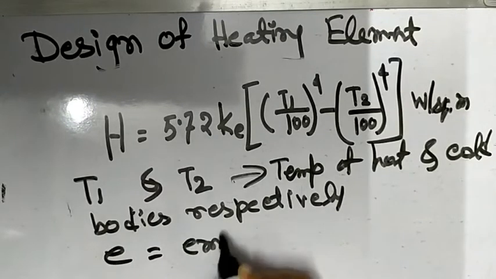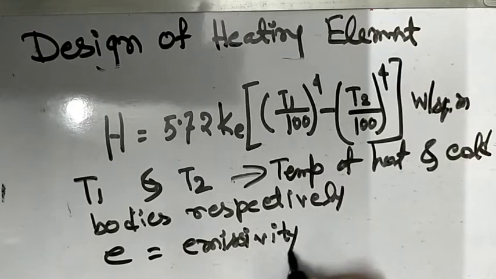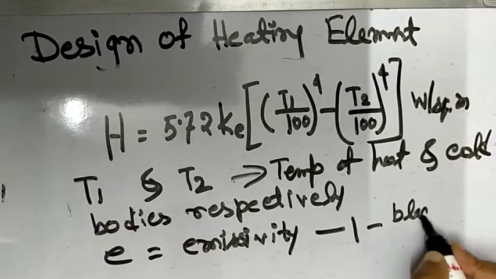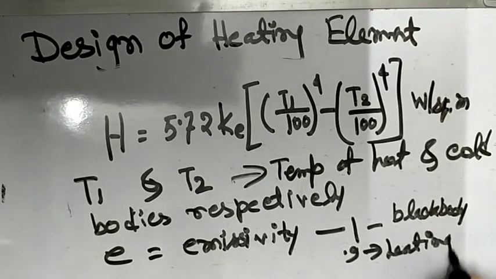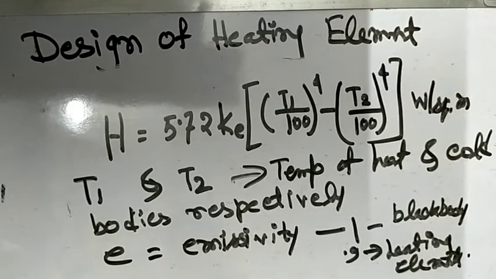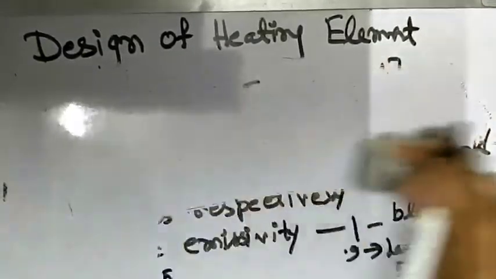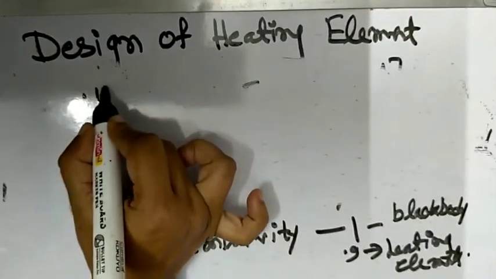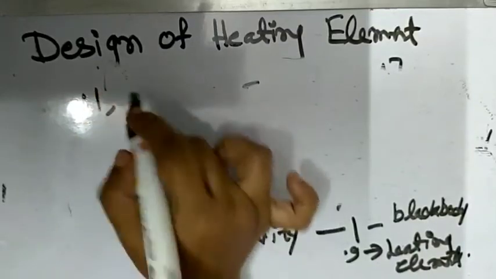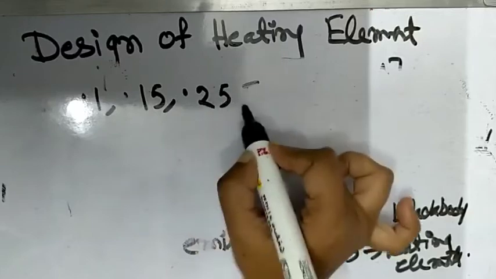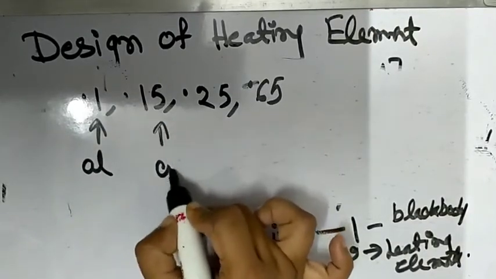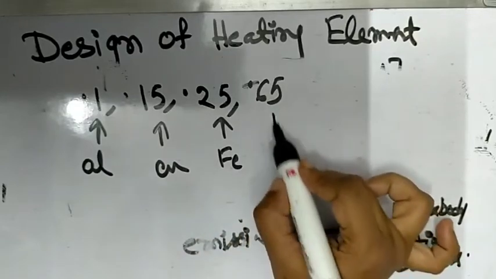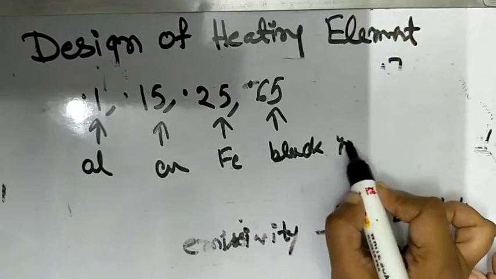E is the emissivity, and its value is 1 for black body and 0.9 for heating elements, and 0.1, 0.15, 0.25, 0.65 for polished aluminium, copper, cast iron and black iron plate.